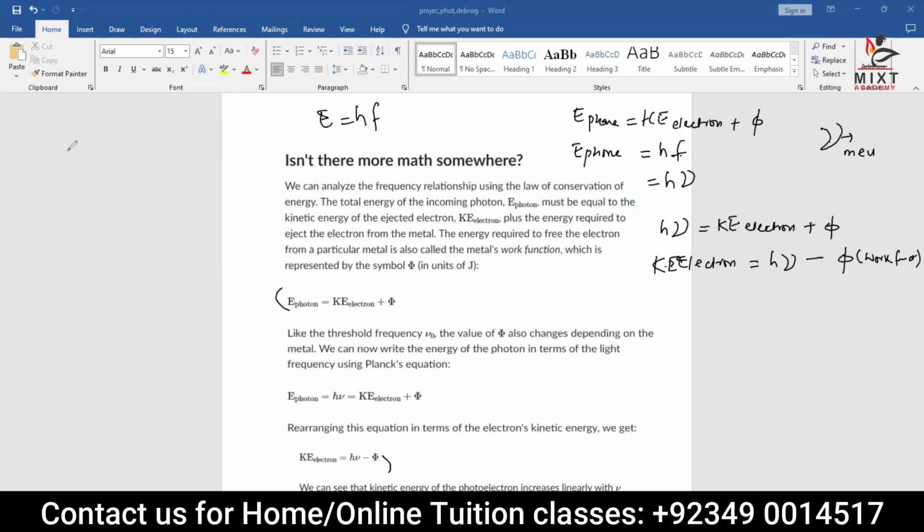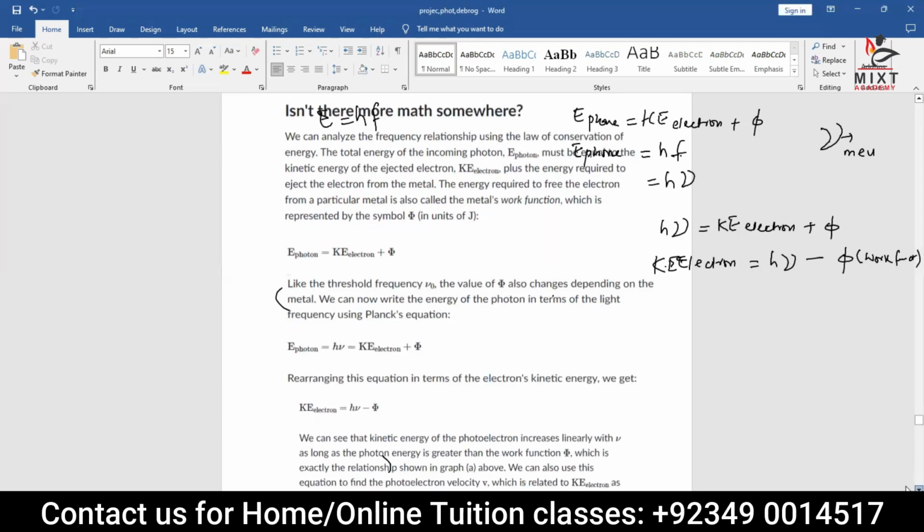Now, once you understand this, I think we better try to use these formulas in our questions and see how we can actually use them. So let's start the questions here.